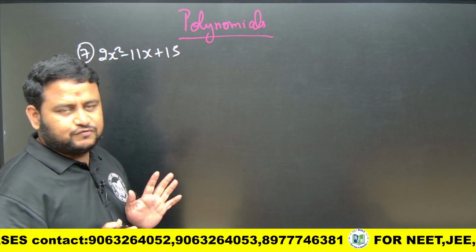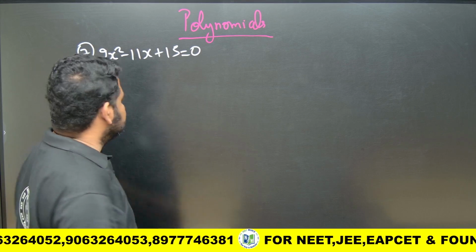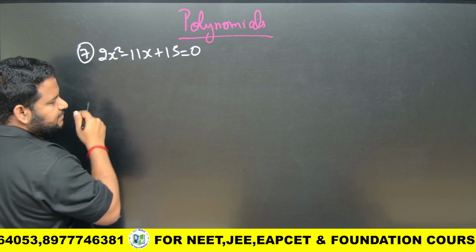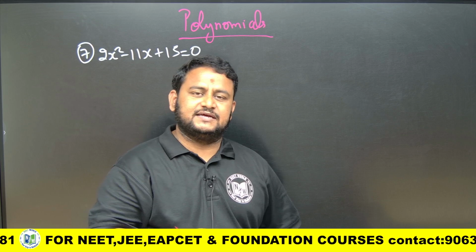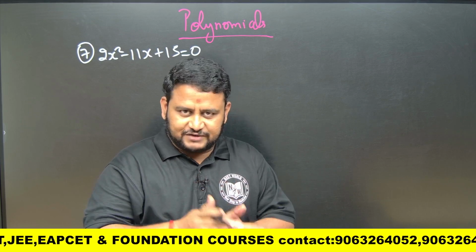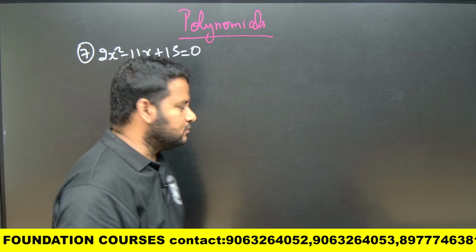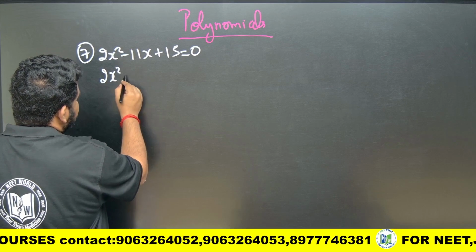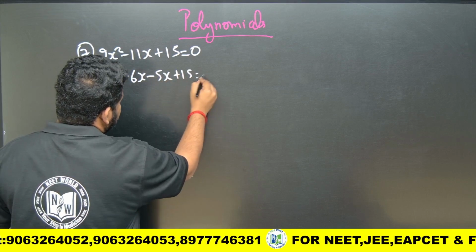So, first thing I should do, friends, is equate it to 0. Now, splitting the middle term, I have to find the zeros. 2 times 15 is 30, but the sum is coming as minus 11. So I can write 5 into 6, 5 times 6 is 30. Minus 5 minus 6, minus 5 into minus 6 is plus 30, and minus 5 minus 6 if I add becomes minus 11, correct? So this becomes 2x square minus 6x minus 5x plus 15 is equal to 0.